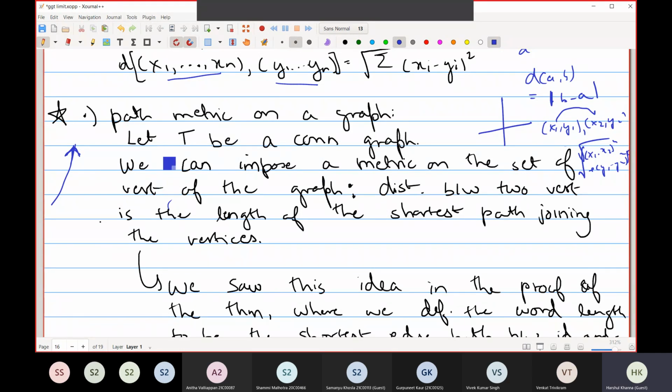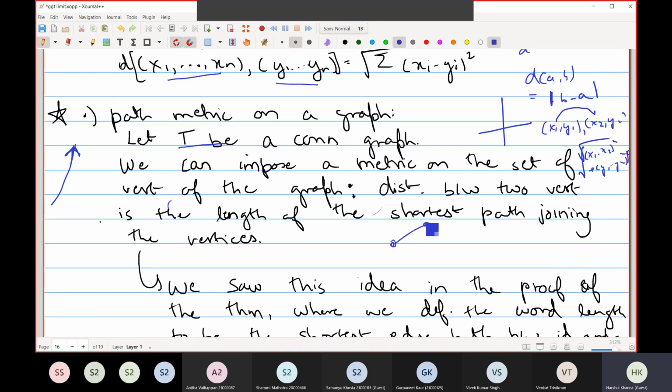So let T be a connected graph. Note, this graph need not be a Cayley graph or any other special graph. This is just a graph in general. So the path metric is defined on a connected graph. We take a connected graph and we define a distance function on it. So how can we impose this distance? First of all, I'm imposing the metric, the distance, on the vertices of the graph. So what's a natural way of constructing a distance?